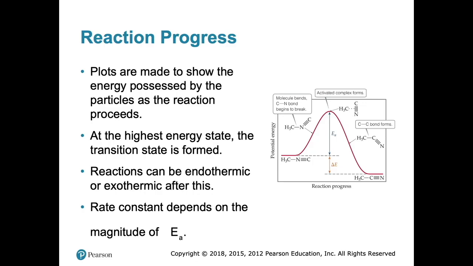What happened? Which one right here? This line right here? The dotted line? Oh yeah. The red line? Which one? Yeah, that's what I'm talking about. This energy is lower than this energy. That's why this molecule wants to become acetonitrile, right?